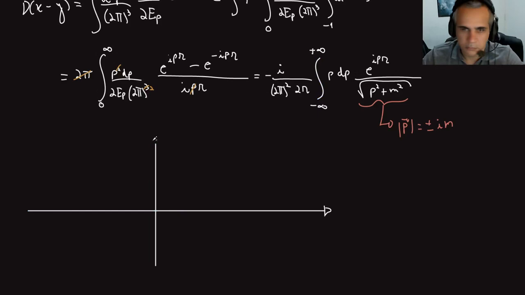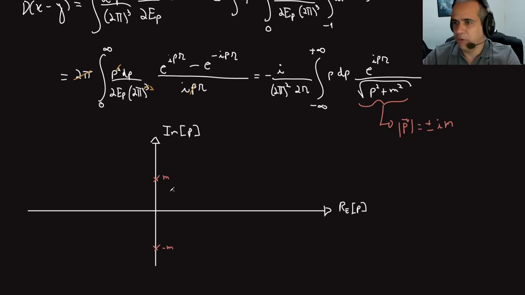So this is the real part of p, where we're doing the integral along this axis. This is the imaginary part of p. And here are the poles, right? We have a pole at plus the mass and at minus the mass, right? And now we need to decide on the path of integration.